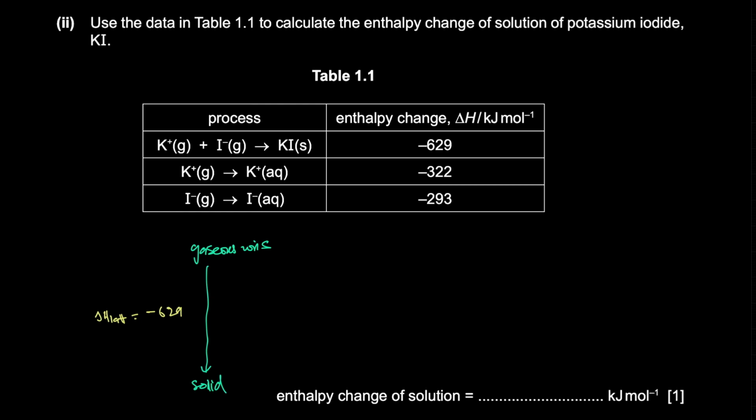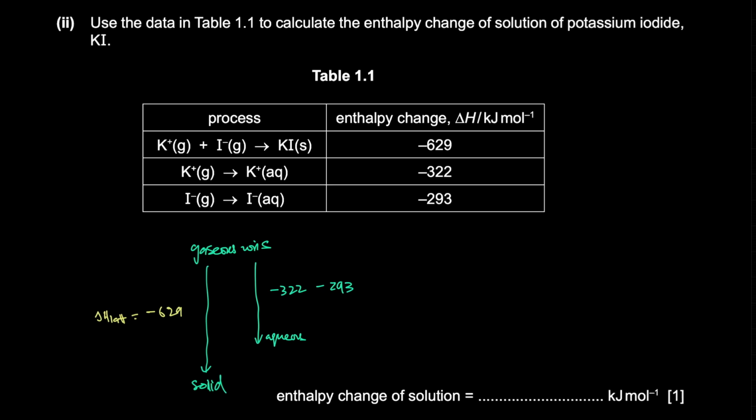Now negative 322 minus 293. So if you go from gaseous ions to aqueous ions, your enthalpy change, right? Gaseous to aqueous is the enthalpy change of hydration. That's the enthalpy change when 1 mole of gaseous ions is dissolved to form an infinitely dilute solution. Then what you have is negative 322 for potassium, and you have minus 293 for iodide.